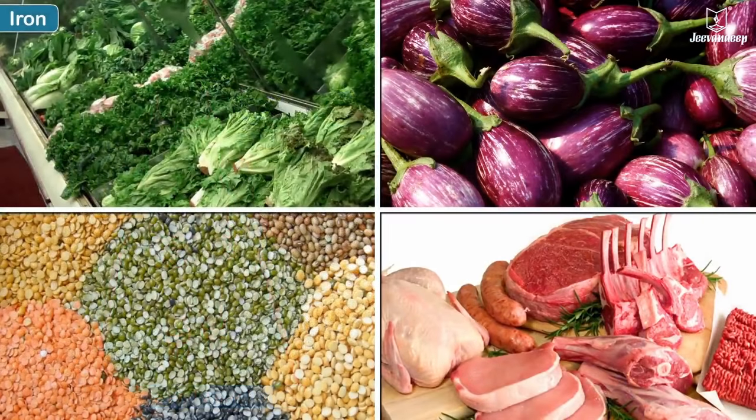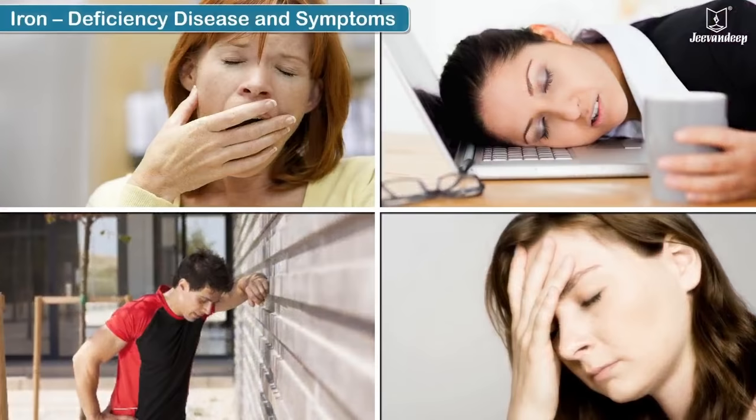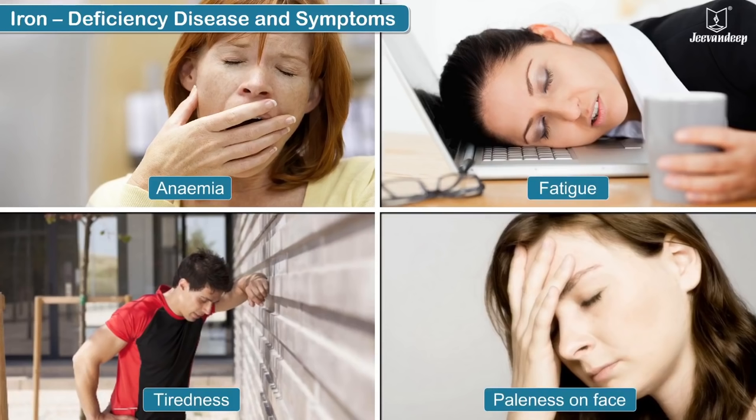Iron. Food sources: green leafy vegetables, brinjals, pulses, meat. Deficiency disease and symptoms: anemia, fatigue, tiredness, paleness on face.